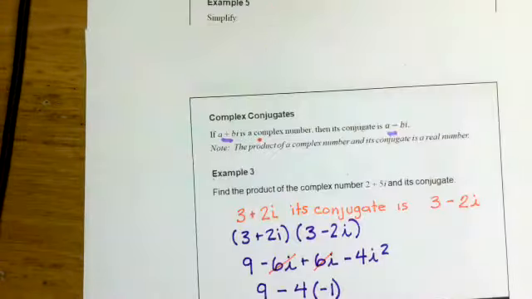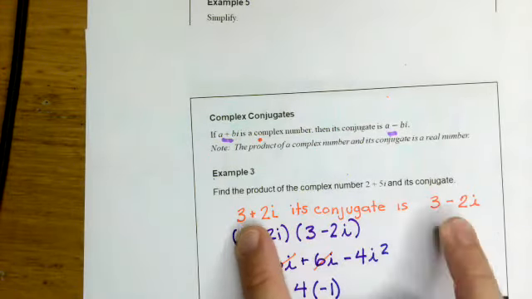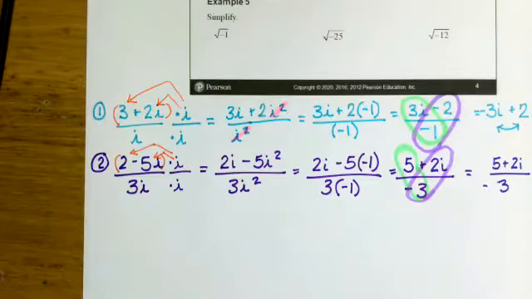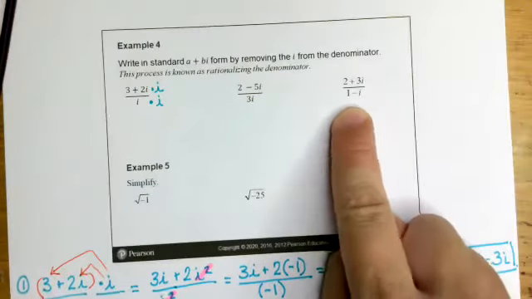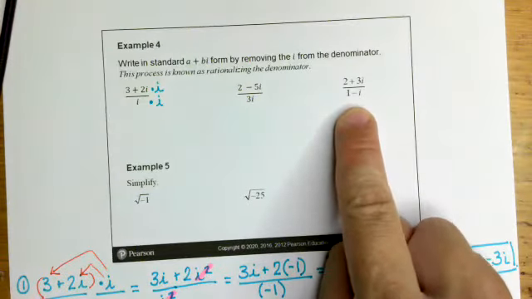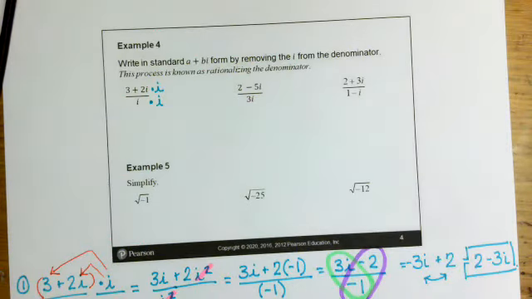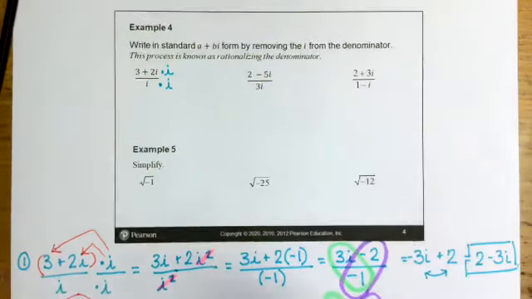That sounds hard, right? Complex conjugate. Flip the middle sign, multiply it, get a whole number. So nice. Okay, so we did 1, 2. Let's do number 3. Do you know what to do to rationalize this denominator? You could use a complex conjugate of 1 minus I, right?